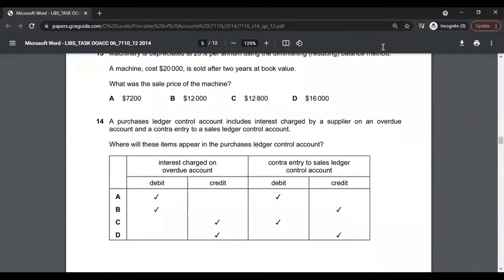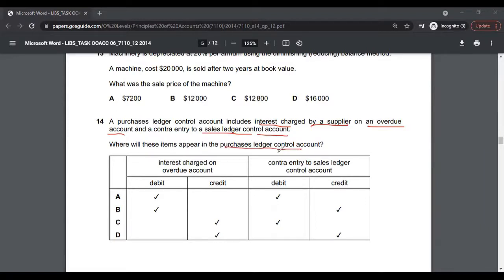Multiple choice 14. A purchases ledger control account includes interest charged by a supplier on an overdue account and a contra entry to a sales ledger control account. Where will these items appear in the purchases ledger control account? The interest charge on the overdue accounts will appear on the credit side. And the contra entry, so the contra for credit is going to be debit. So the answer to multiple choice 14 is going to be option C.